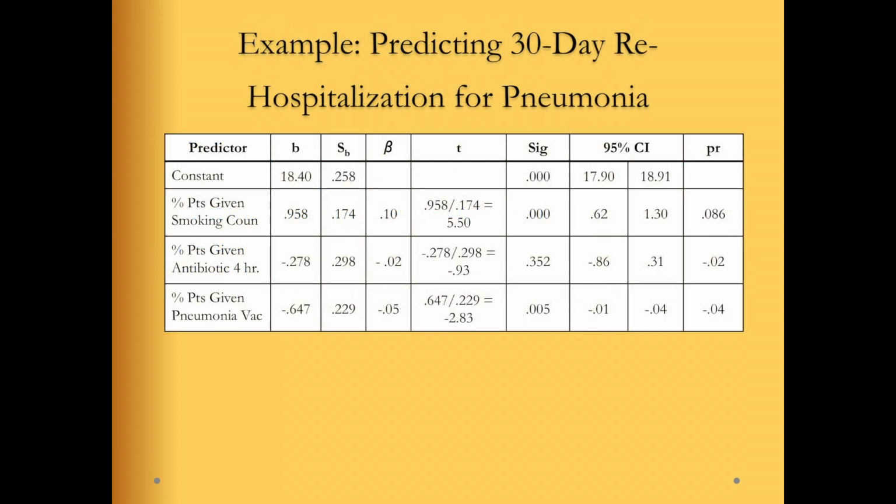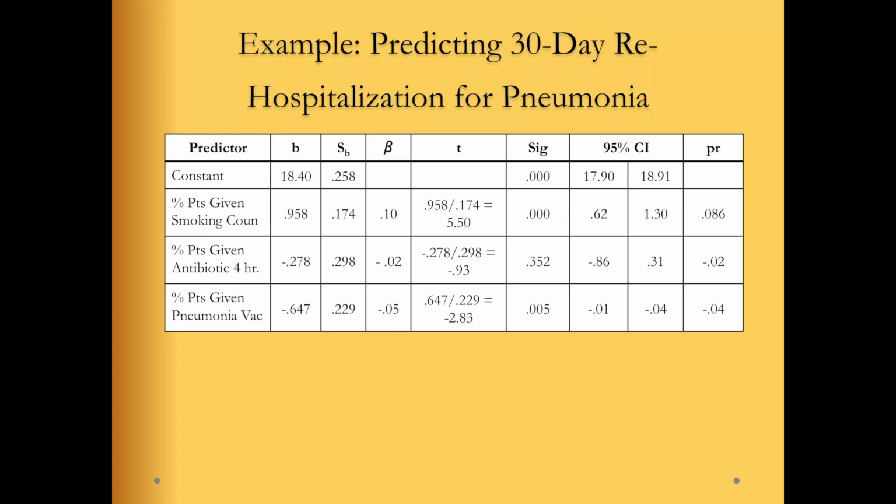Here is a table presented in SPSS of the results pertaining to the individual predictors in multiple regression. In this example, a multiple regression was conducted in which 3 quality of care indicators were used to predict 30-day rehospitalization rates for pneumonia in hospitals. This output is similar to the output in bivariate regression, but note that the partial correlation coefficient for each predictor is reported in the far right column.